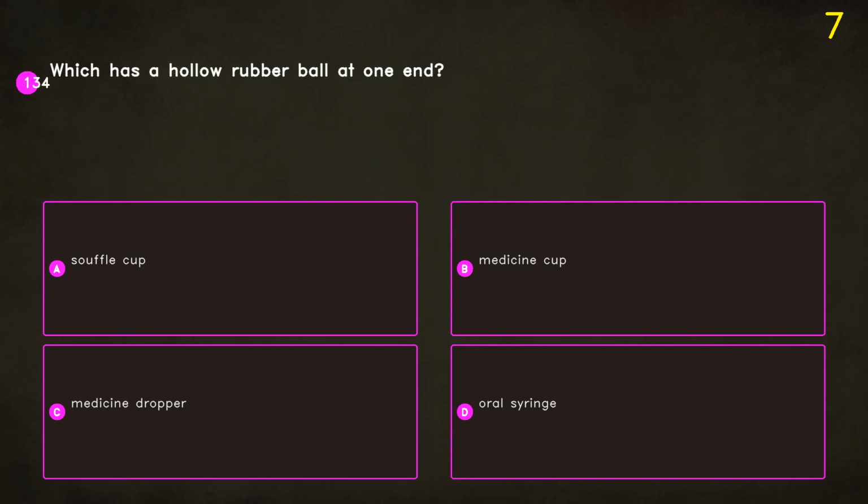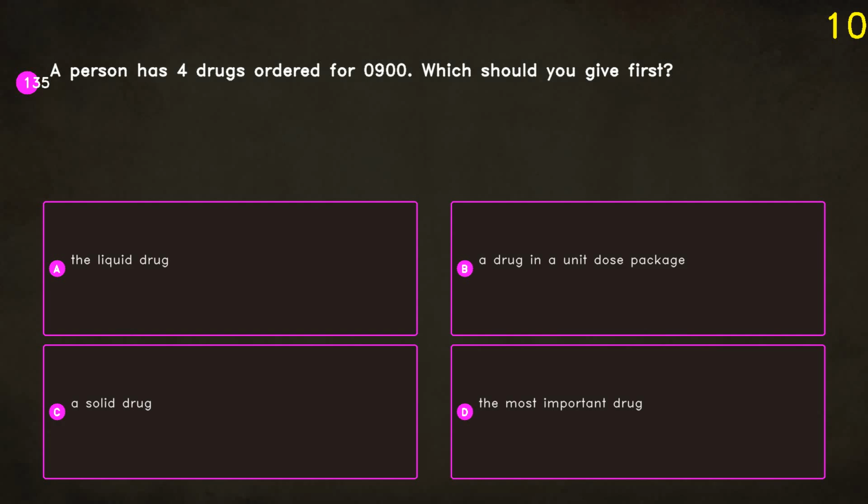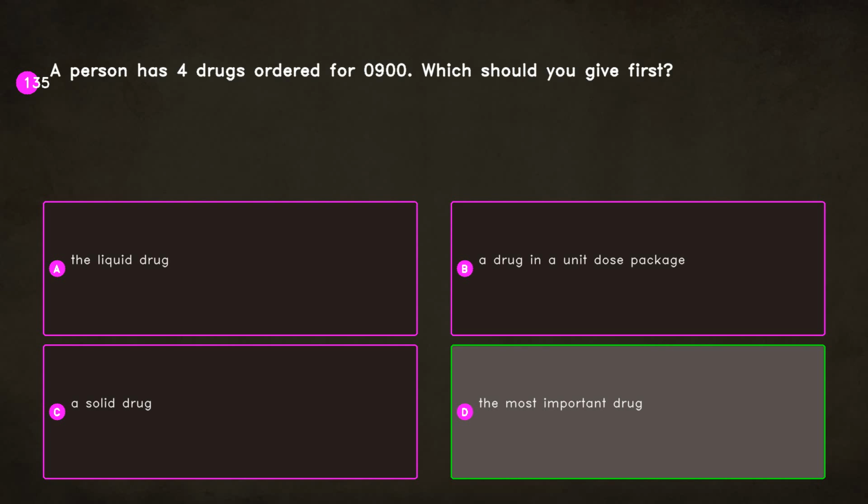Question 134. Which has a hollow rubber ball at one end? A. Souffle cup B. Medicine cup C. Medicine dropper D. Oral syringe. The correct answer is medicine dropper. Question 135. A person has 4 drugs ordered for 0900. Which should you give first? A. The liquid drug B. A drug in a unit dose package C. A solid drug D. The most important drug. The correct answer is the most important drug.